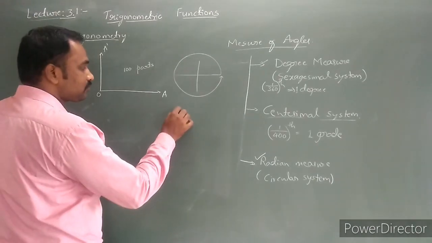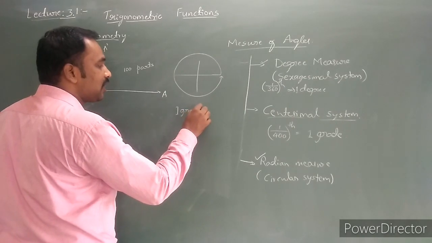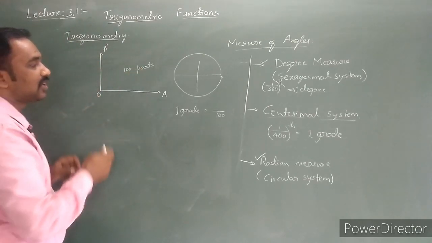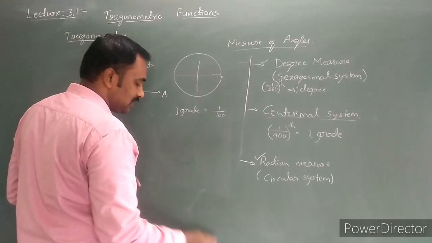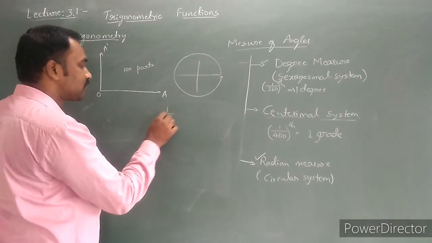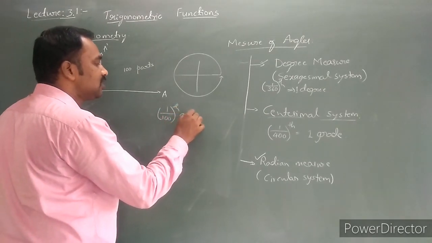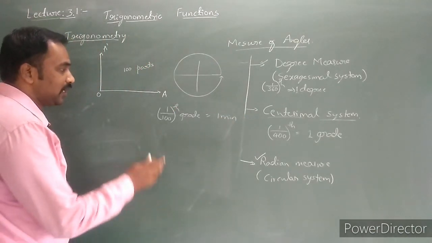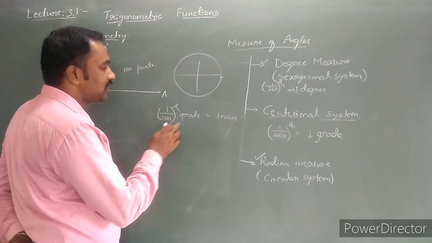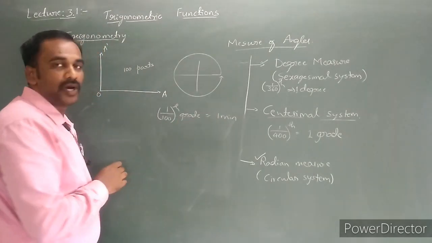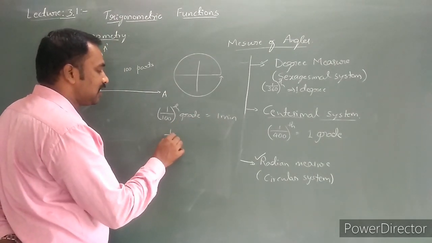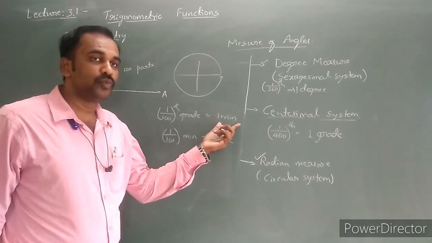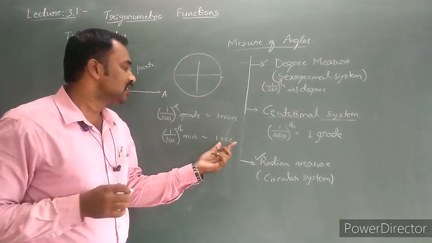Again, the same thing here. 1 grade is divided into 100 parts. That is, I just write 1 divided by 100 grade. 1 divided by 100th grade is equal to 1 minute. Again, 1 divided by 100 minute is equal to 1 second.